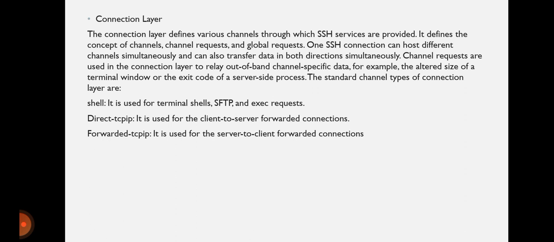The standard channel types of the connection layer are: first one, shell. It is used for terminal shell, SFTP and exec requests. Second one, direct TCP/IP. It is used for client to server forwarded connections. Next one, forwarded TCP/IP. It is used for server to client forwarded connections.